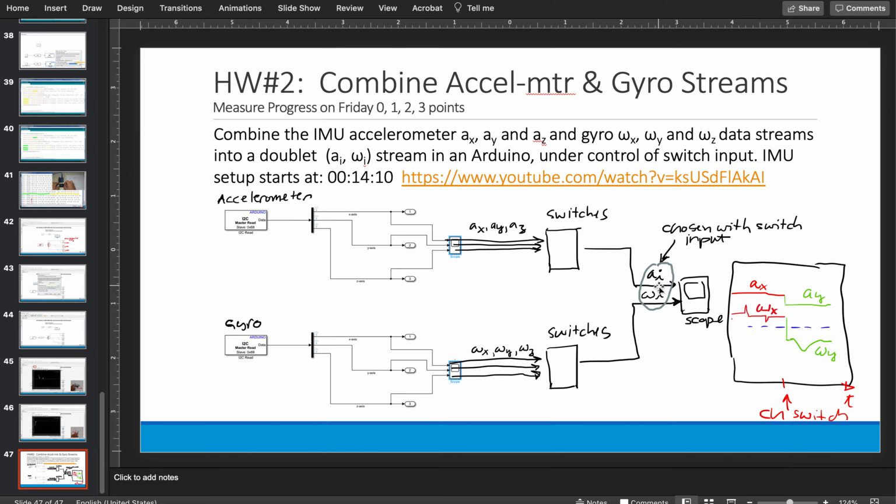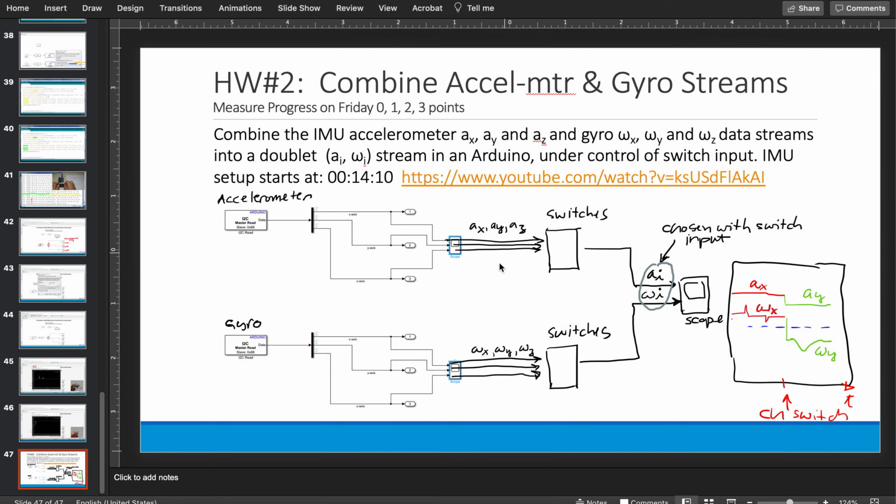At any given time, I can select one of the accelerometer axes and one of the ones coming from the gyro. So let's say AX and omega X. Then by throwing the switches, I can change it. Let's say I want to change it at this particular time to the green curve here, and the green curve is indicating what's going on with the y-axis accelerometer acceleration and the gyro. Okay, so this is the plan.